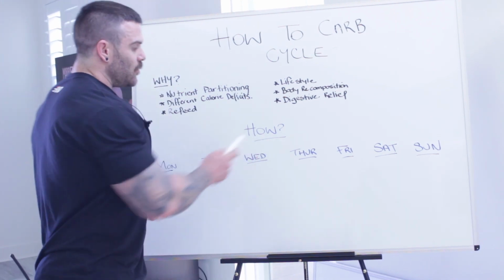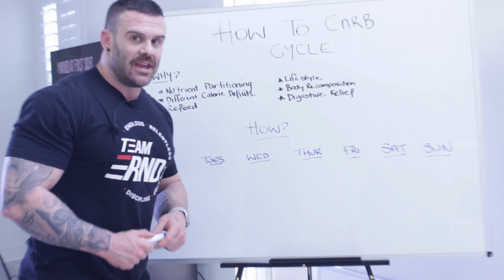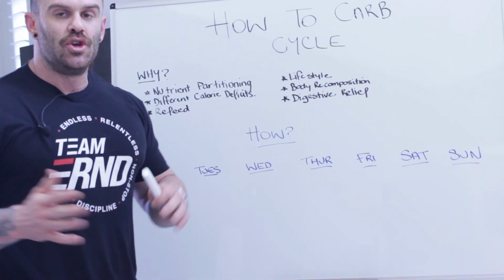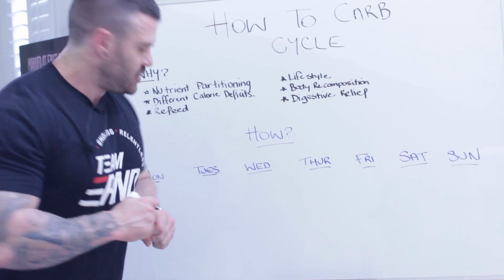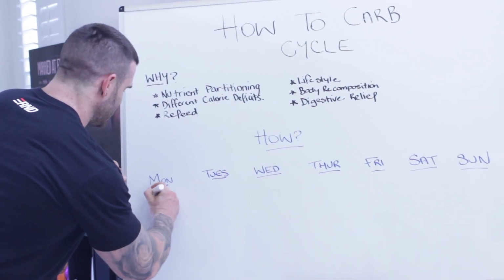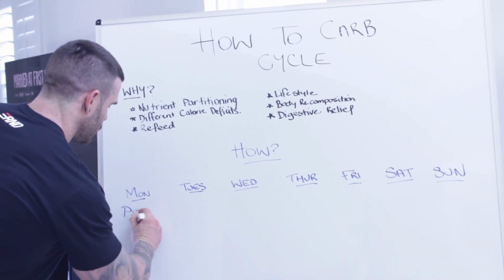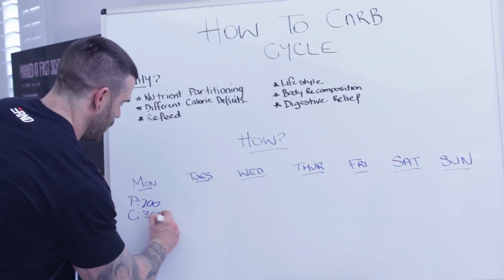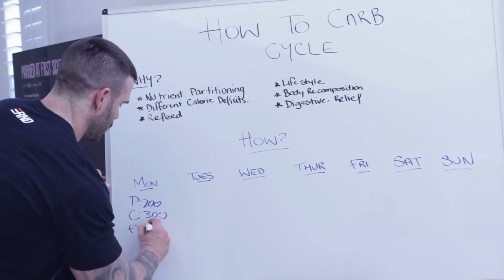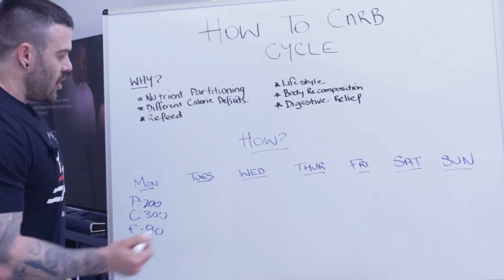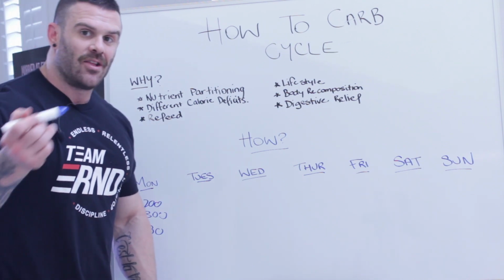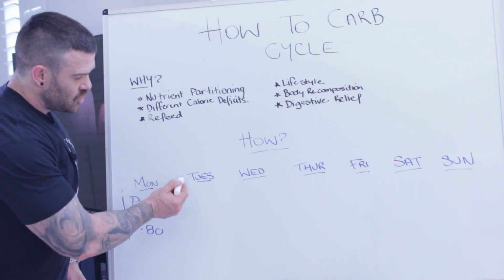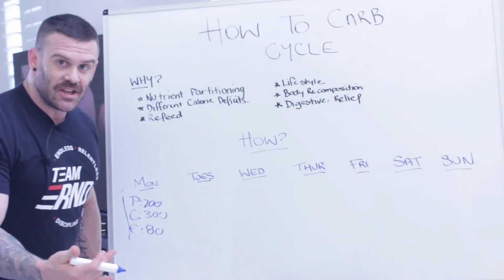Now, how do we do it? Really simple thing here. How are we going to structure this? Say for instance, you want to get your normal macros, and we'll use just a very easy example. Protein, 200. Carbs are normally supposed to be 300. And fats are supposed to be 80. Now, if we're going towards a calorie deficit, and this is just a normal day, Tuesday, we want to create a deficit on that day.